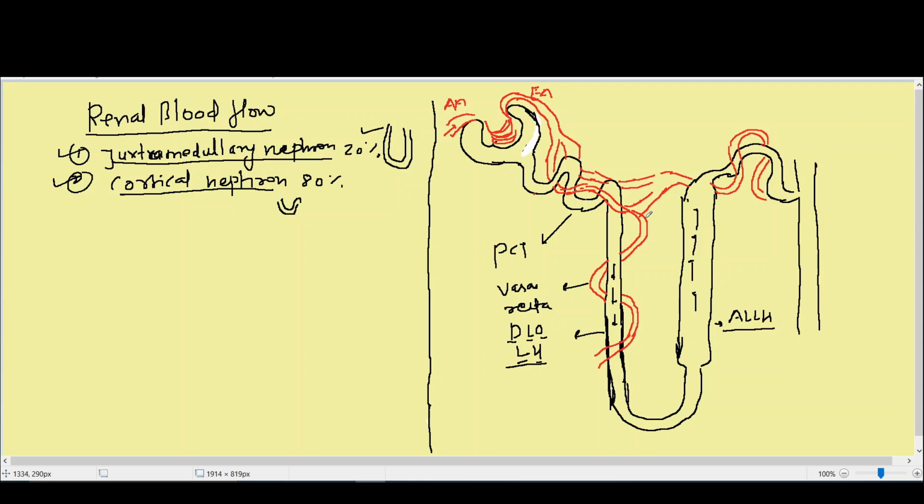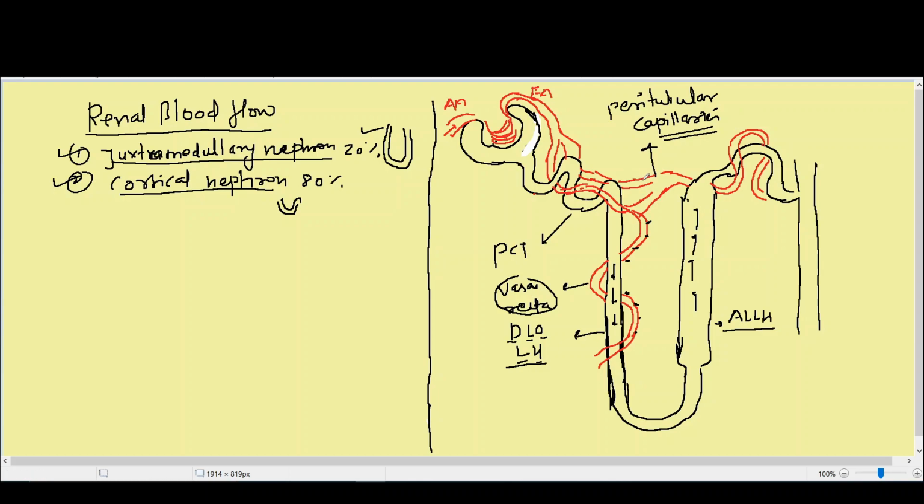This particular one, which I have shown as a black dot, is basically the vasa recta, and these capillaries which are at the upward side are known as peritubular capillaries.